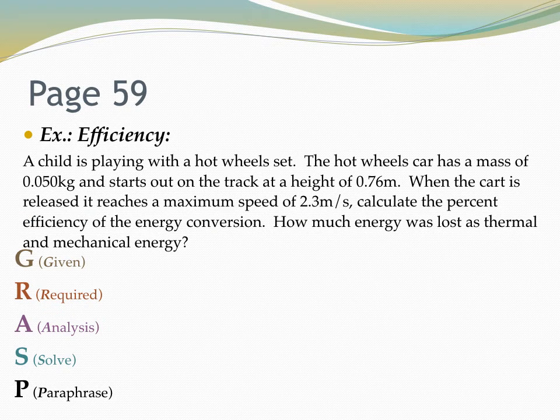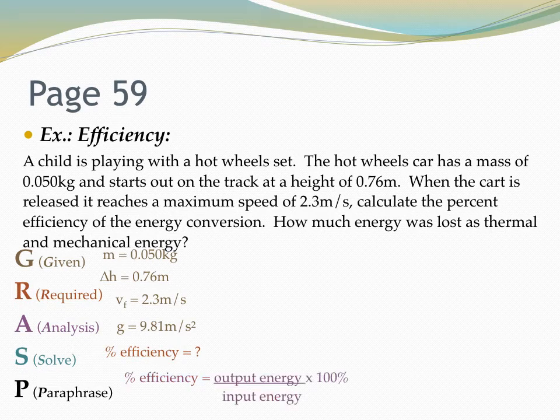So again, we started with grasp. Now we're going to identify what we see: a 0.05 kg car, height of 0.76 meters, and a final velocity of 2.3 meters per second. And we figured out that gravity is 9.81 meters per second squared. And finally, we realized we're looking for this percent efficiency, which we know the equation for. And we know that that's what we have to answer.